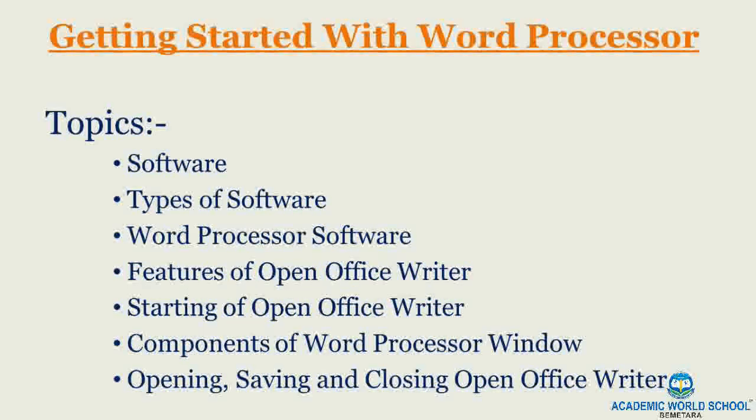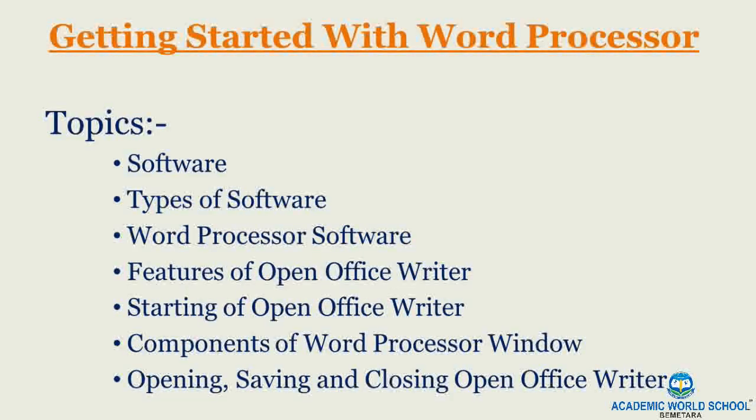For system software, the first is the operating system, then device driver, then language processor, and the last one is utility software. Application software has three categories: general purpose, special purpose, and customized. Then I told you what a word processor is. A word processor is the software where you can edit, modify, and format your letter or document. Examples we discussed are Microsoft Office, WordStar, Google Docs, and OpenOffice Writer. These are the examples of word processor software.